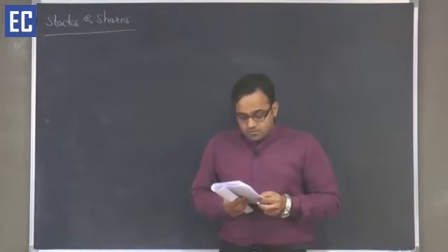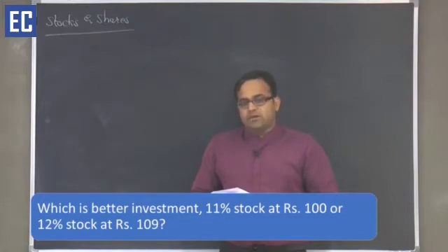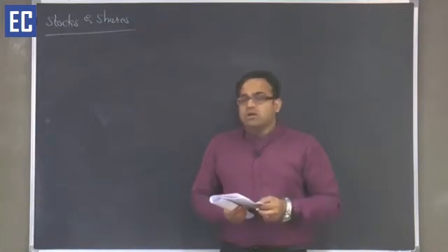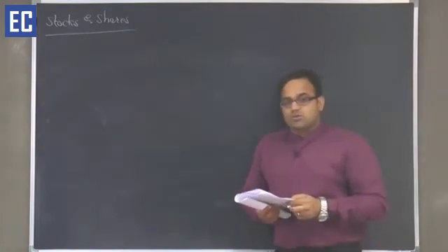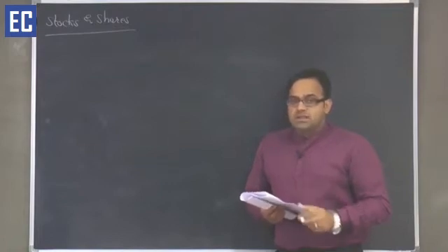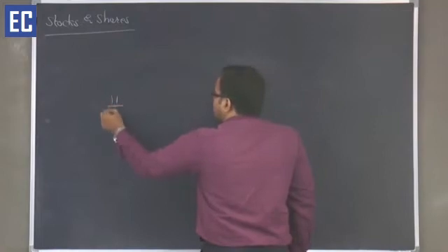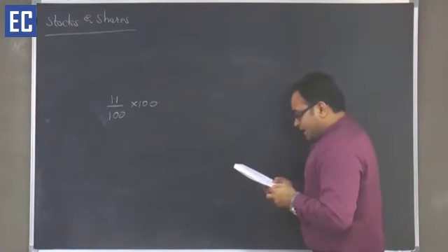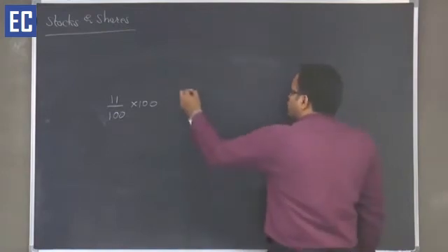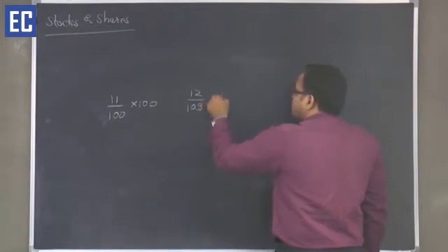Next question. Which is a better investment? 11% stock at rupees 100 or 12% stock at 109. So again, same funda, it is 11% stock at rupees 100. That means that I have to invest rupees 100 and I will be getting rupees 11, assuming that the face value is 100. So the overall return on this will be 11 upon 100 multiplied by 100. In the second case, I am getting a 12% stock at 109. So this is 12 upon 109 multiplied by 100.